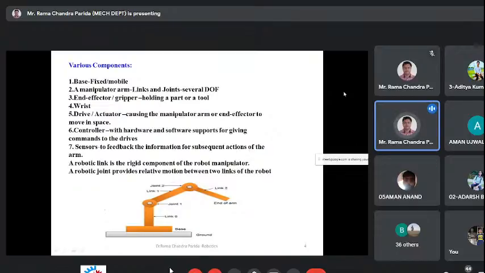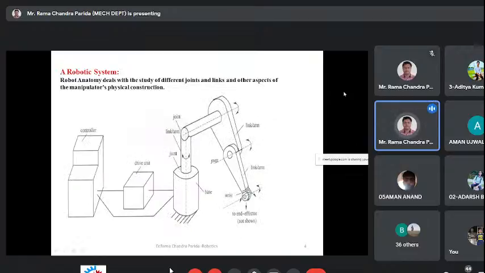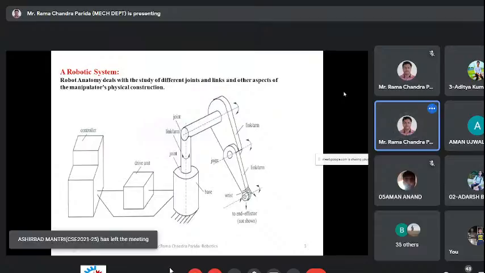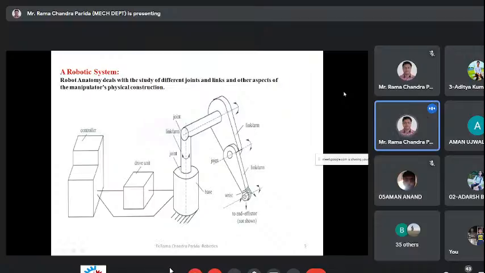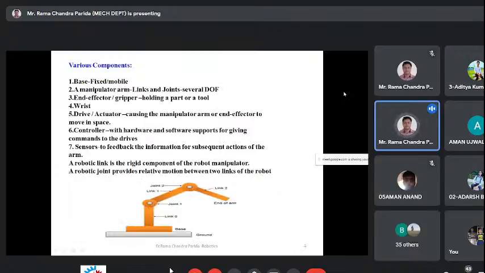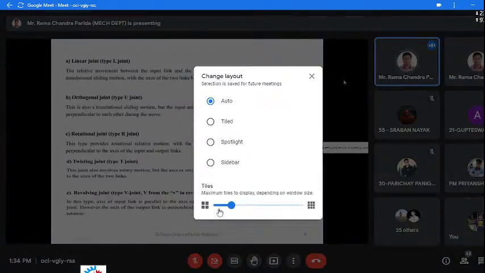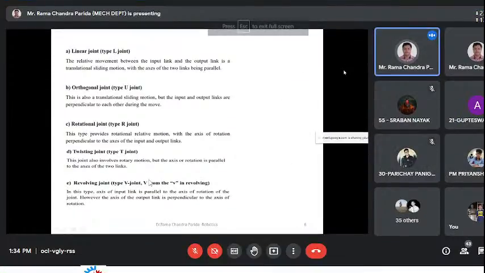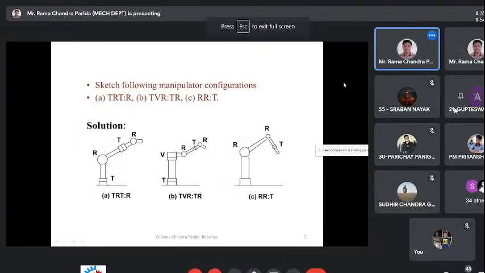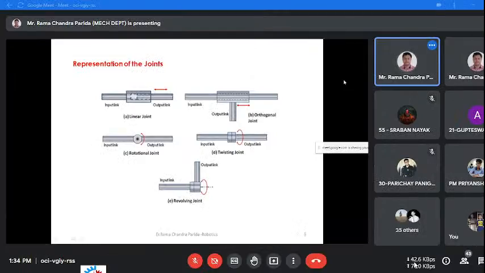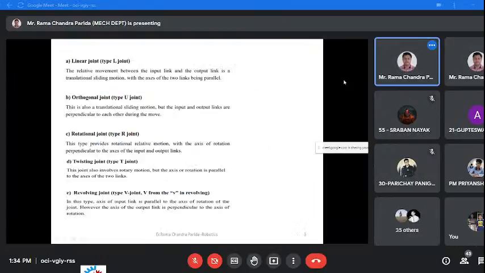So what is an end effector? Next part is the end effector. If you cannot identify the end effector, look at this diagram: at the last end of your arm or link, there is an end effector. So what is the function of the end effector? The end effector's function is to hold a part or tool. Rotational joint: these types provide rotational relative motion, with the axis of rotation perpendicular to the axis of the input and output links. Rotational, twisting and revolving like that.